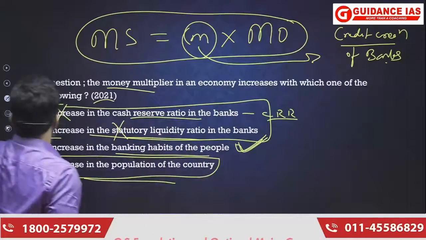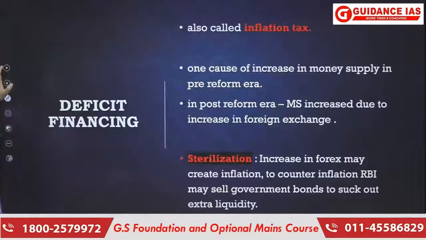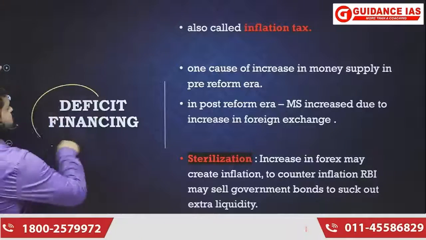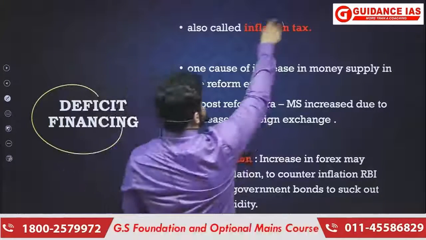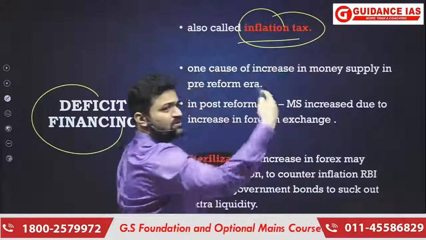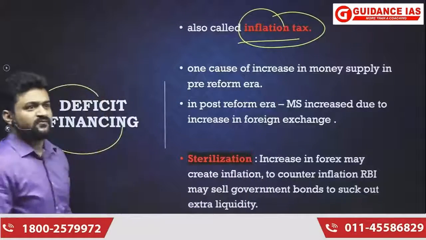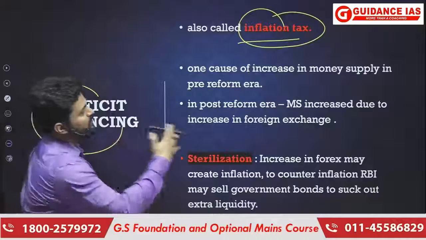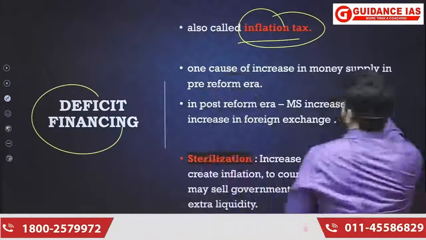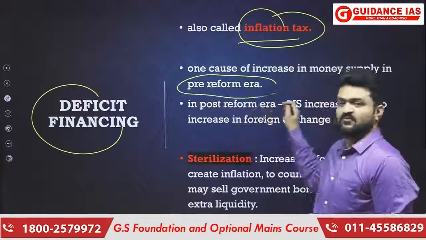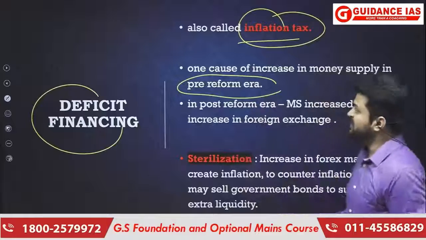Okay, so you can see here: deficit financing, also called inflation tax. Now why it is called inflation tax, you already understood. It has been one of the causes of increase in money supply in the pre-reform era, that is, before 1991.